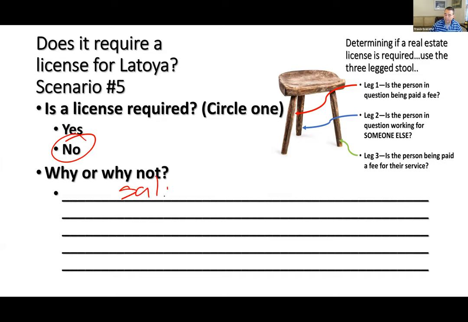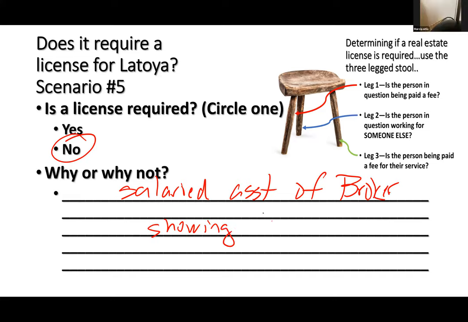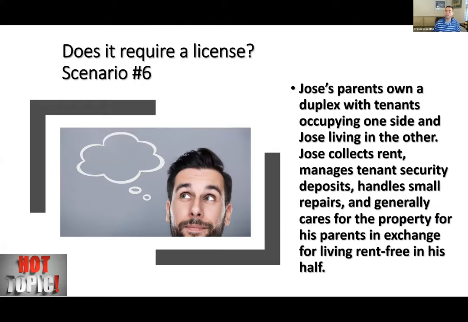So a salaried assistant of a broker, and she is showing property for what? For rent. And that is fine. She does not need a license for that. Good. These are all the kinds of things they dig at you on the test about.